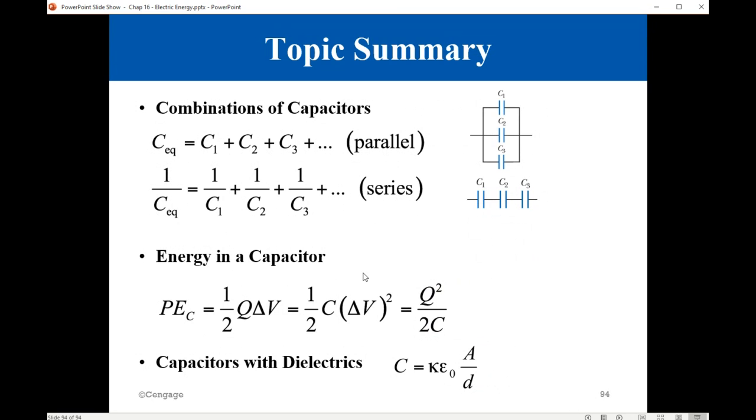Then for the energy stored in a capacitor, we can calculate it using one of these three formulas: half QV, or half CV squared, or Q squared over 2C. When we insert a dielectric, the capacitance is increased by a factor kappa, the dielectric constant for the material.